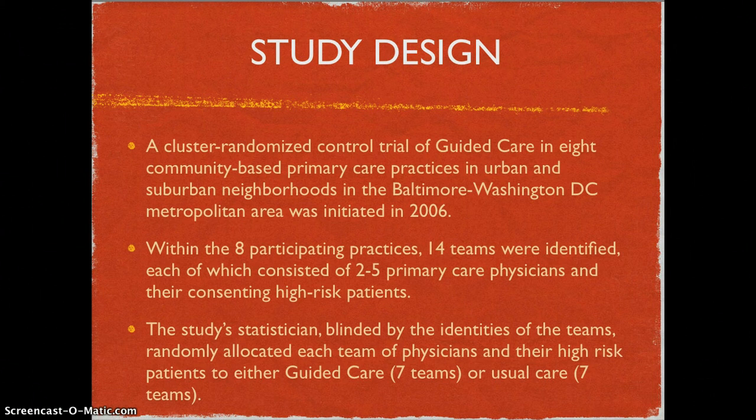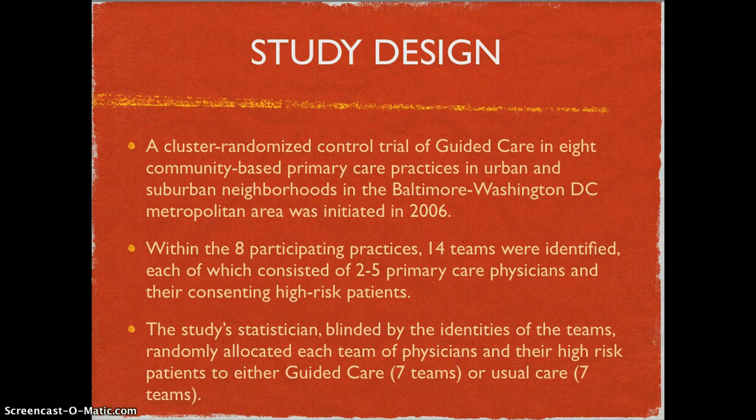So the study design involved a cluster randomized controlled trial of guided care in 8 community-based primary care practices in urban and suburban neighborhoods in the Baltimore, Washington, D.C. metropolitan area in 2006. Within the 8 participating practices, 14 teams were identified, each of which consisted of 2 to 5 primary care physicians and their consenting high-risk patients.